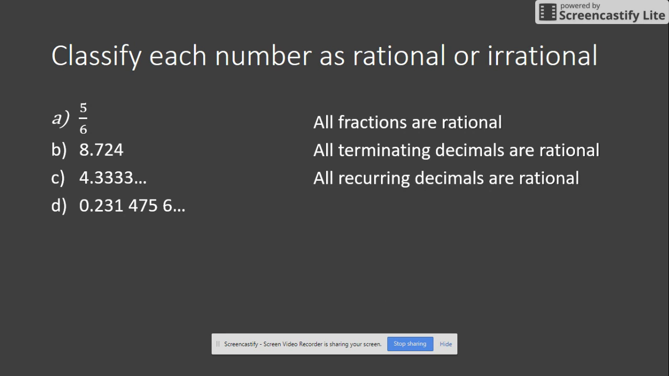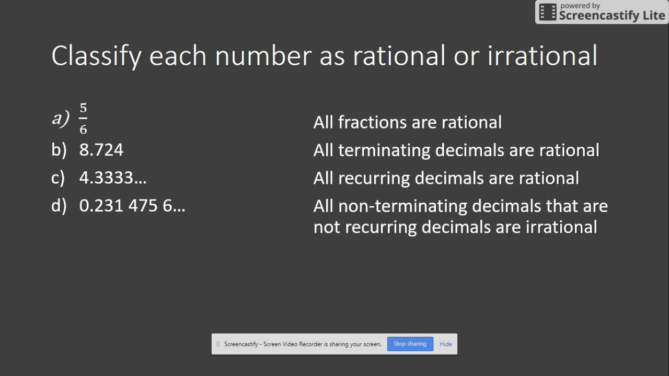Then we get a number that's irrational. Can you see you've got 2, 3, 1, 4, 7, 5, 6. There's no pattern, and so therefore we can say straight away that all non-terminating decimals, so it means that would carry on and on and on, that are not recurring, so they're not recurring. You can see there's no pattern in them, therefore they are irrational.